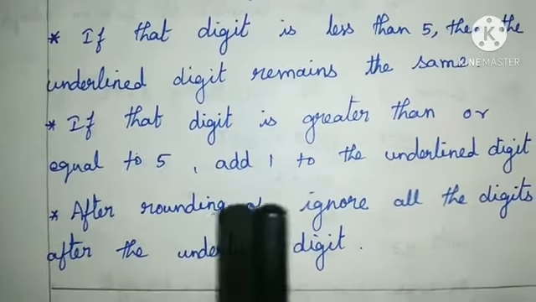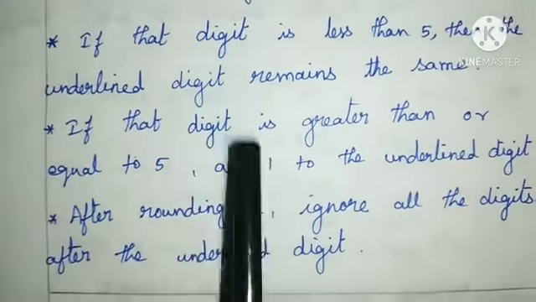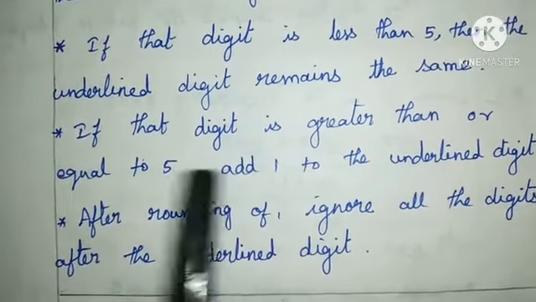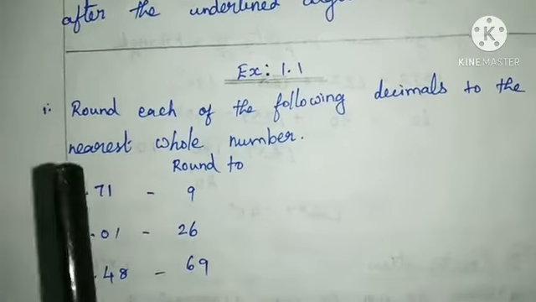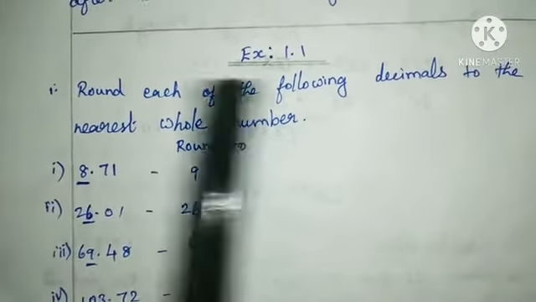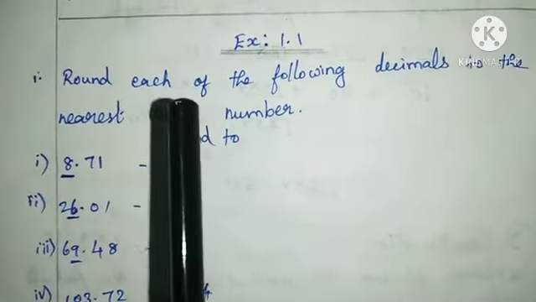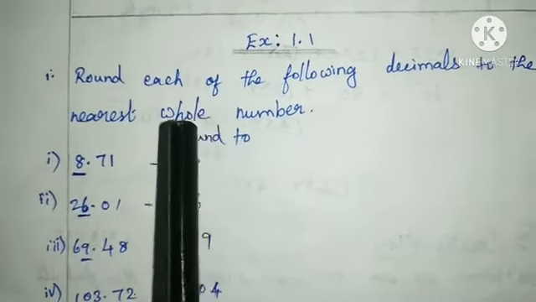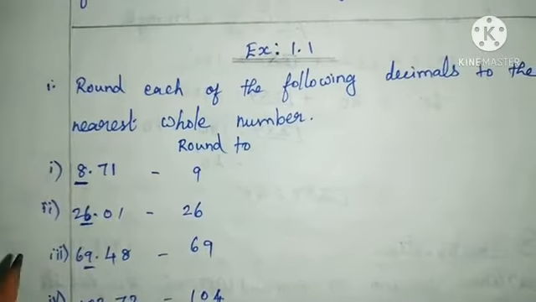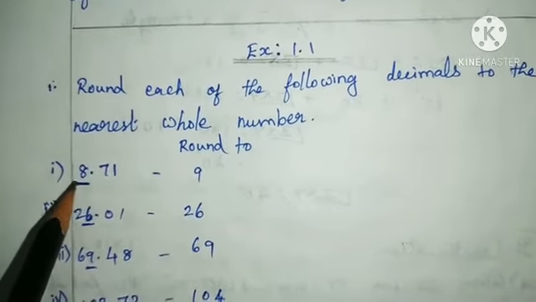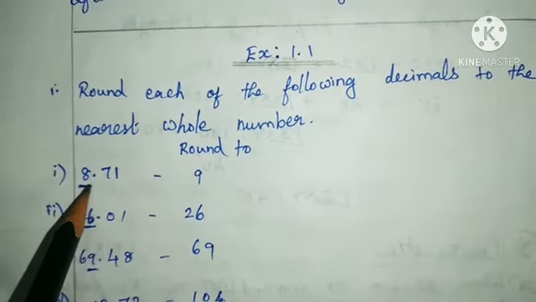Let's see exercise 1.1, using these points to round off the given decimal numbers. First sum: round each of the following decimals to the nearest whole number. Nearest whole means you have to underline the ones place. Here the ones place is 8, so you have to underline the ones place.